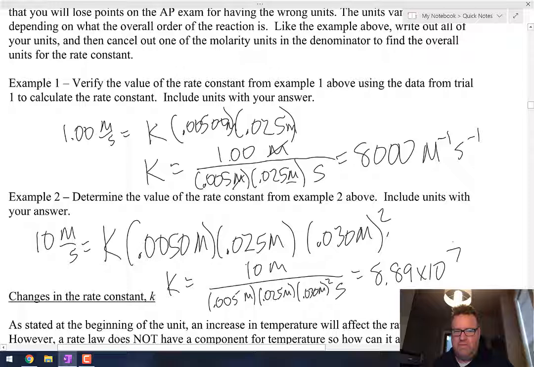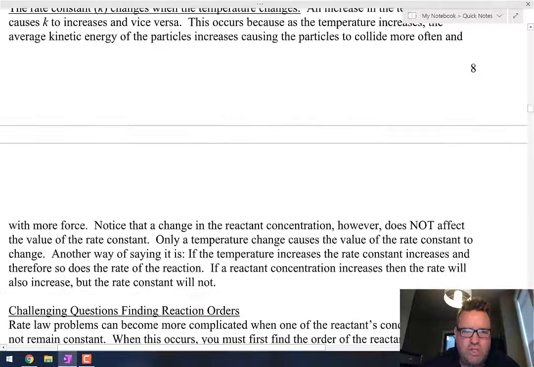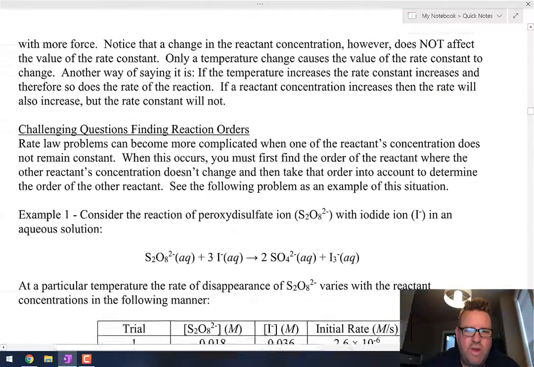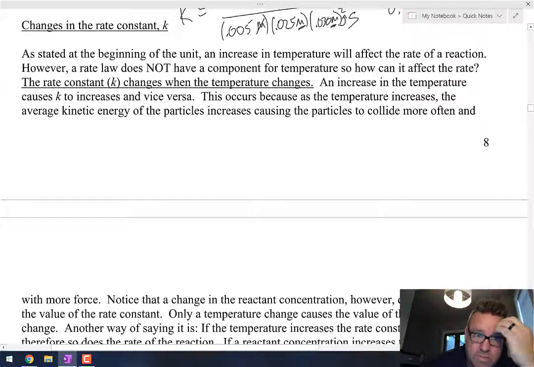And then in terms of units, molarity and molarity cancel. So I've got a molarity on the bottom and another molarity squared on the bottom. So I've got molarity to the -3, and then still seconds to the -1. Okay, and that is an introduction there to the rate constant. Let's talk about this, and then we'll talk about some other challenging problems here.